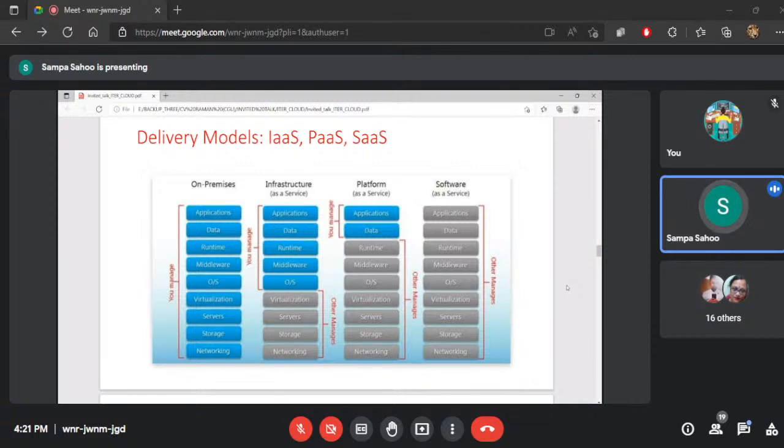Whereas in platform as a service, what happens? The infrastructure will be there, but the application that needs to be run there or the data will be managed by the user. But in software as a service, what happens? All the things will be provided by the cloud service provider. The user only has to use that particular software.